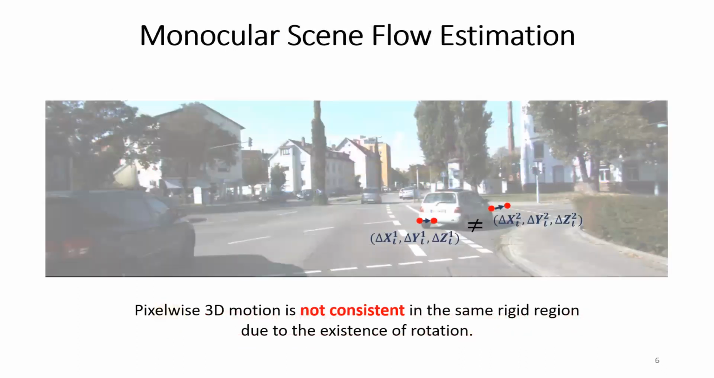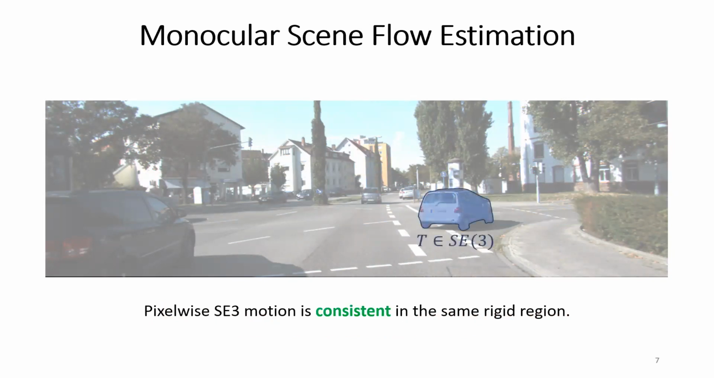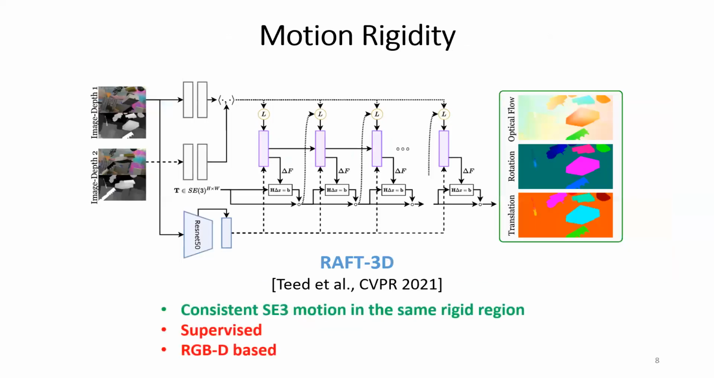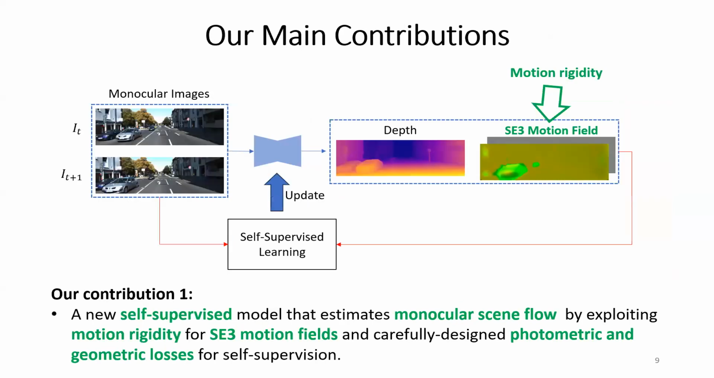Due to the existence of rotation, pixel-wise 3D motion is not always consistent in the same rigid region. On the other hand, within the same rigid area, pixel-wise SE3 motion should consistently align. This serves as a valuable cue for estimating pixel-wise SE3 motion, which has been exploited in related works like RAFT-3D. However, it was originally designed within the context of supervised methods relying on RGB-D data.